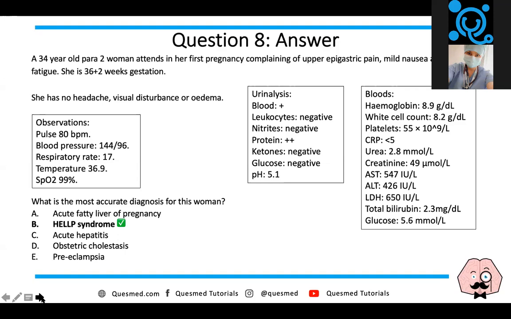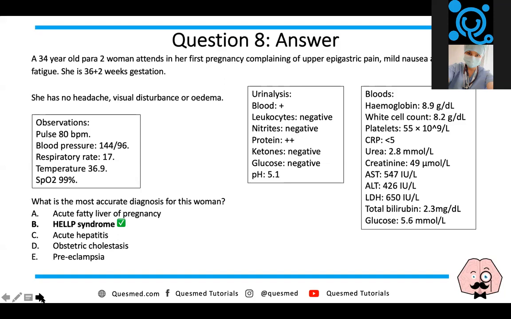HELLP syndrome, yep, this is fitting the bill. Hypertension, proteinuria, maybe some hemolysis causing that low hemoglobin there, elevated liver enzymes, and definitely low platelets there. So she's fitting the bill there for HELLP syndrome. Acute hepatitis, that might well cause elevated liver enzymes and epigastric pain, but it wouldn't normally cause low platelets or cause hemolysis unless it was severe. The patient also has no history of fever and no risk factors that might suggest a hepatitis.